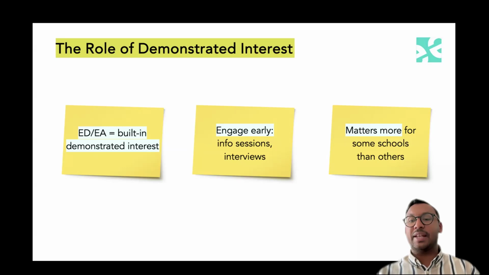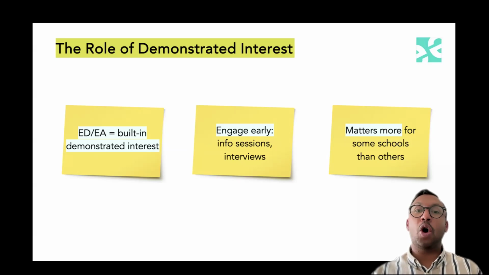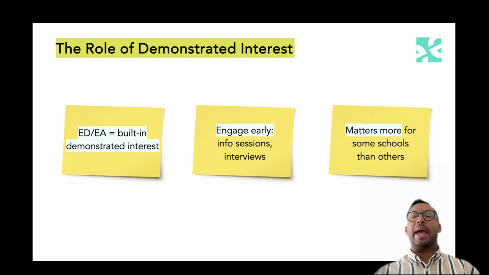Some other ways is as a family, if you are planning to visit universities, think about which universities you are going to prioritize, perhaps visiting 2 to 3 universities over the summer or during a spring break might be a good use of your time. And the thing to note is that demonstrated interest sometimes matters more for some schools than others.